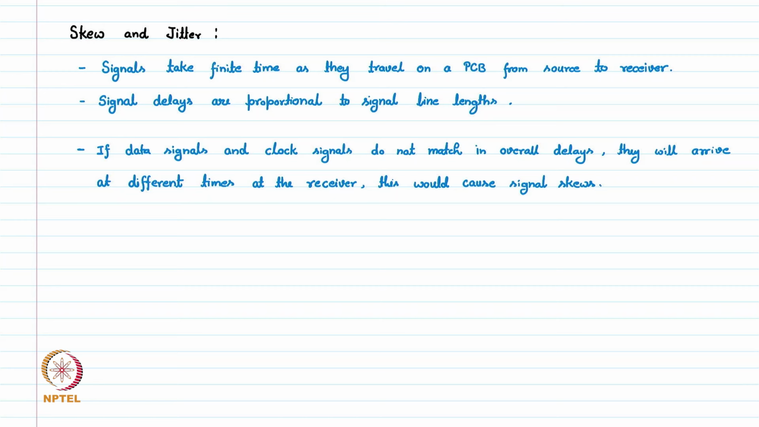This delay actually depends on multiple factors, not only on the PCB trace length. This also depends on how much parasitic capacitance we have with this trace or other kinds of issues. So if there is any difference in the signal reaching the receiver at different times, this would cause the signal skews. Let's take one example.